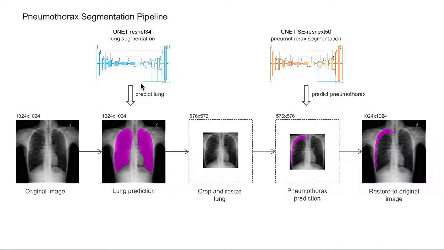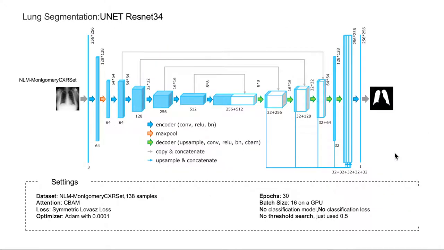I use the UNet to predict the lungs in an X-ray image. Then I cropped the lungs from the image to save memory and computation resources. The cropped images were fed into a SIIM UNet to predict the pneumothorax, and then the predicted masks were restored and resized to the original size.